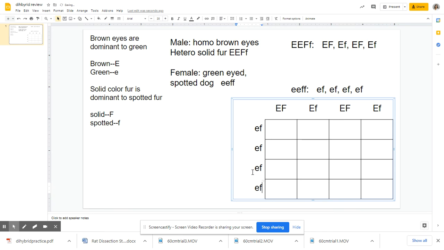Okay. Now, for some of you, you can look at this already and you can probably tell whether or not you're going to end up with any combination in the middle that's going to lead to green eyes and being spotted. Some of you can see that immediately. Some of you may not be able to. So what we're going to do is work through this Punnett square to put together these combinations.